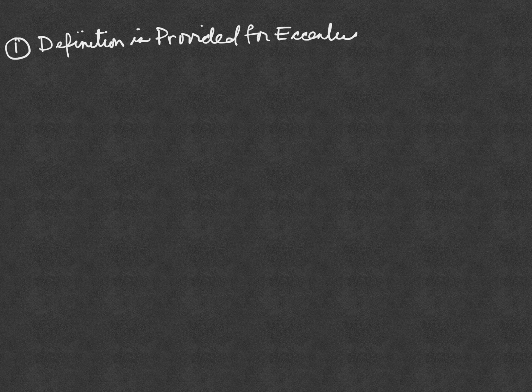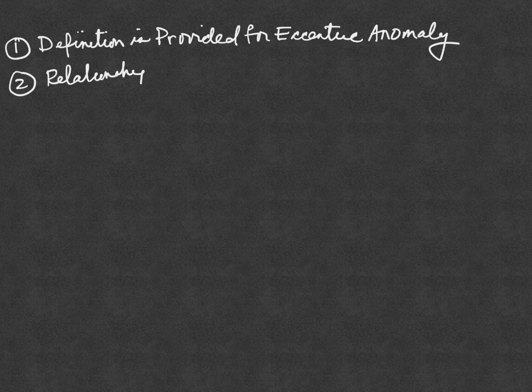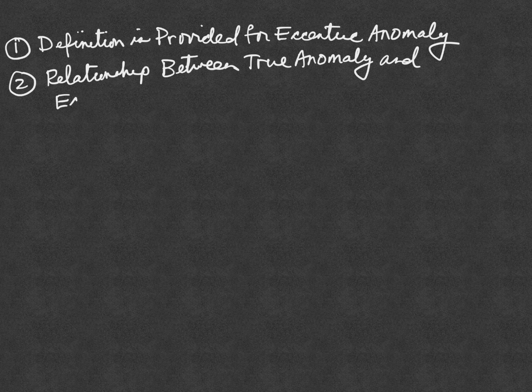First, a definition is provided for eccentric anomaly. And then, using this definition, a relationship between true anomaly and eccentric anomaly is derived.